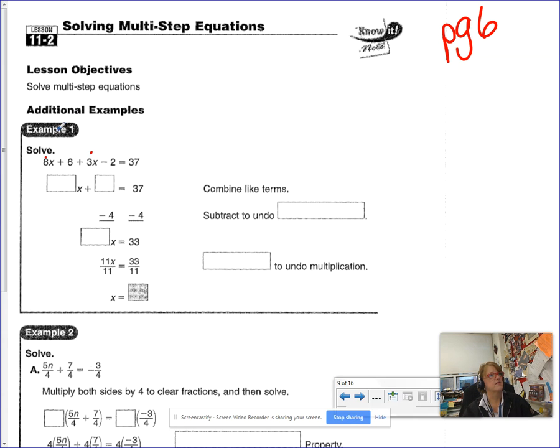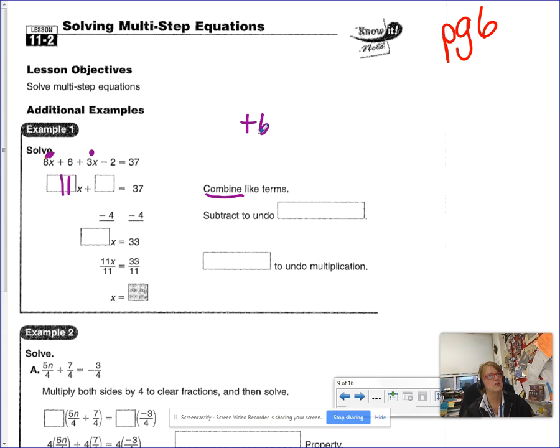So let's take a look at this first one. I have 1, 2, 3, 4 terms on the left side, 37 on the right. Okay, one term on the right. Basically what we want to do here is combine like terms. So I already put dots up here. I have an 8x and a plus 3x. That gives me a total of 11 x's. Constant-wise, I have a positive 6 and I'm subtracting 2.